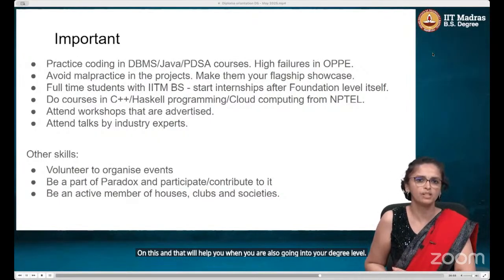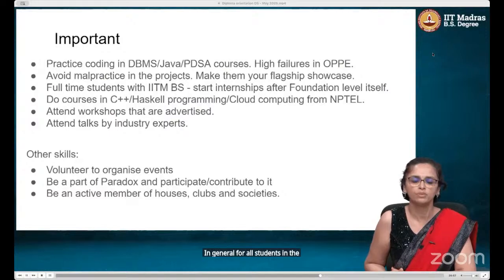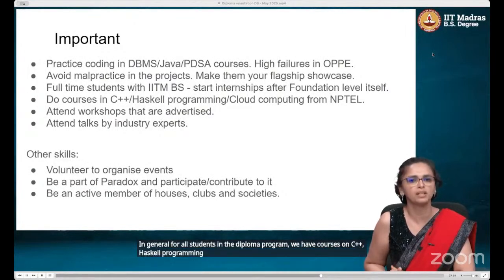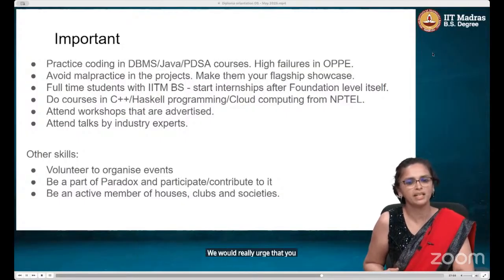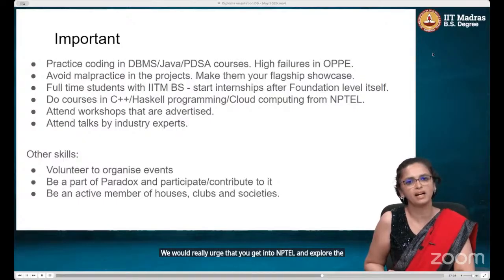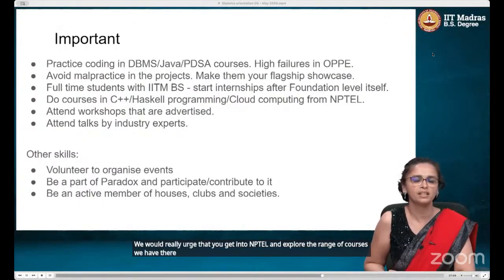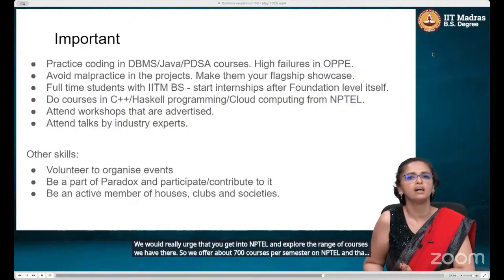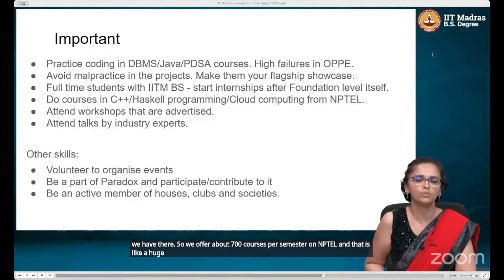In general, for all students in the diploma program, we have courses on C++, Haskell programming, cloud computing and so on in NPTEL. We would really urge that you get into NPTEL and explore the range of courses we have there. We offer about 700 courses per semester on NPTEL, and that is a huge opportunity for you all to learn whatever you wish to learn.